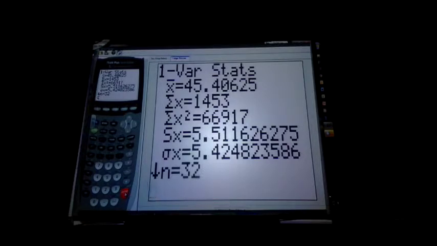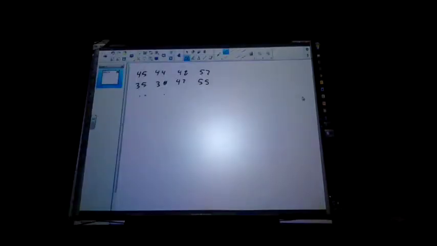A random sample of 32 cars is found. The data is listed on the table. Construct a 95% confidence interval for the average speed on the dam road. Okay, so that's all the information I need from the calculator. I'm going to just go to the board.